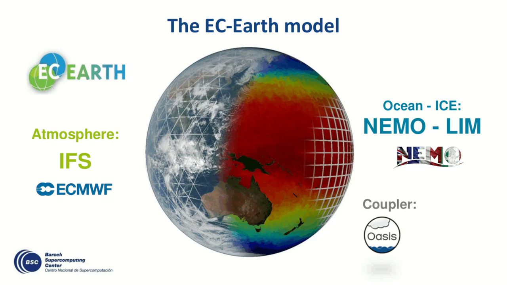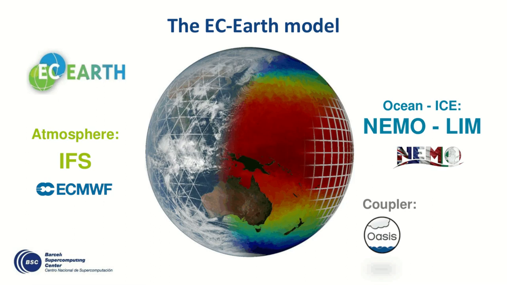So the EC-Earth model is a coupled model. That means that it has different model components. And in this case, the configuration that we are using and improving is the global circulation model, which is atmosphere plus ocean. In EC-Earth version 3, the atmosphere was simulated by the IFS system, developed by ECMWF, the European Centre for Medium-Range Weather Forecasts, and the ocean and the ice components are simulated by using NEMO and LIM.